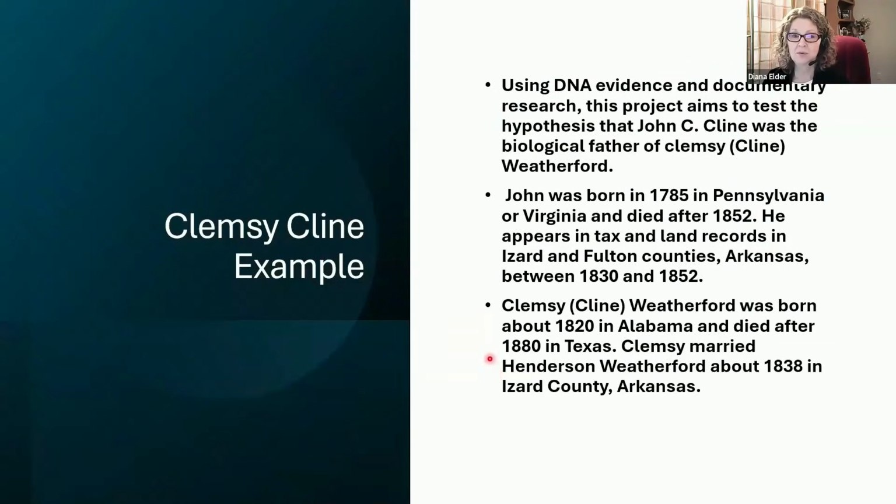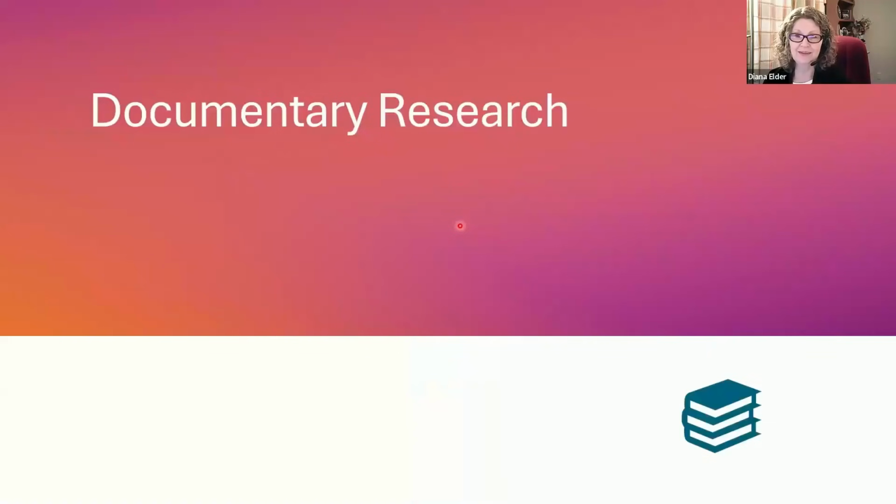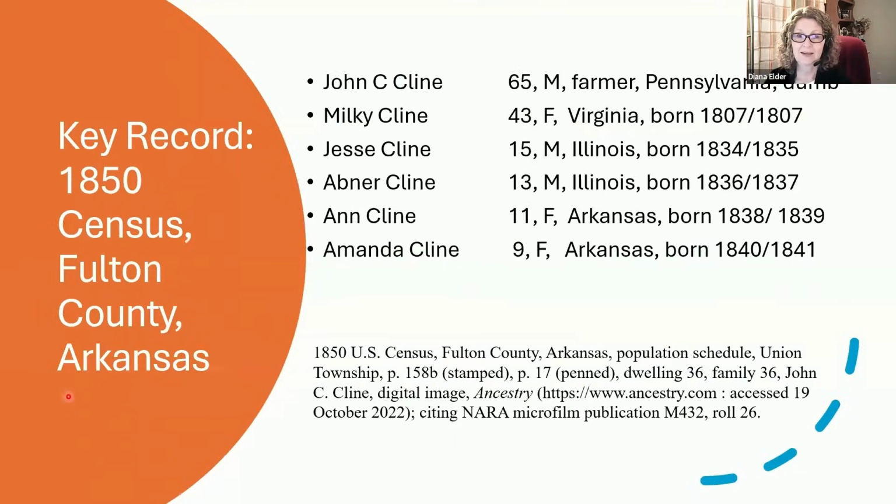And so, through some federal land records and some tax records that were sent to the state and that do exist, I was able to find enough indirect evidence that I felt like John was a father, but it needed some DNA. So let's just look briefly at some of the documentary research that's relevant for DNA.